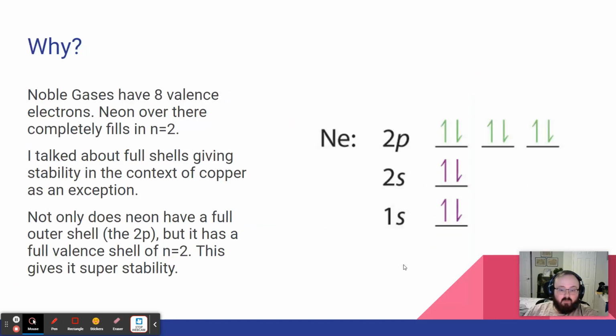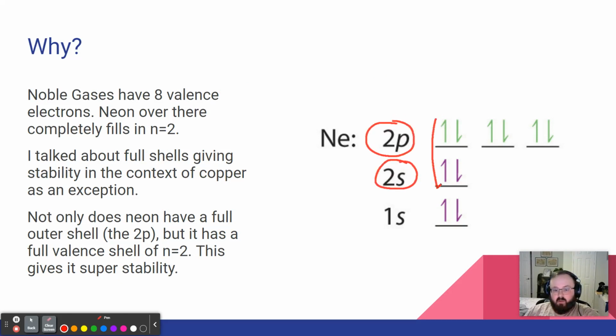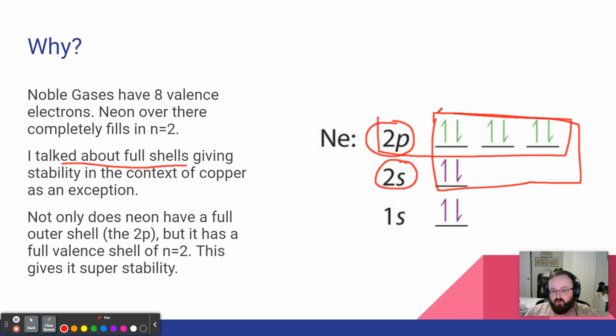Alright? And if we go back to neon here, neon completely fills out its n equals 2. So the 2s and the 2p, all of these electrons fill up these orbitals. So I talked about a full shell will give you stability, right? So neon here has a full 2p shell. That gives it stability.